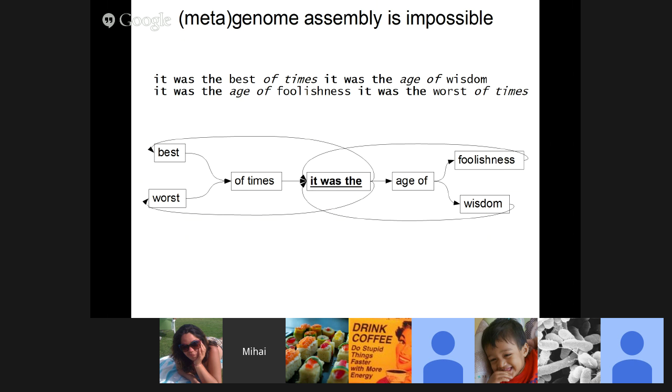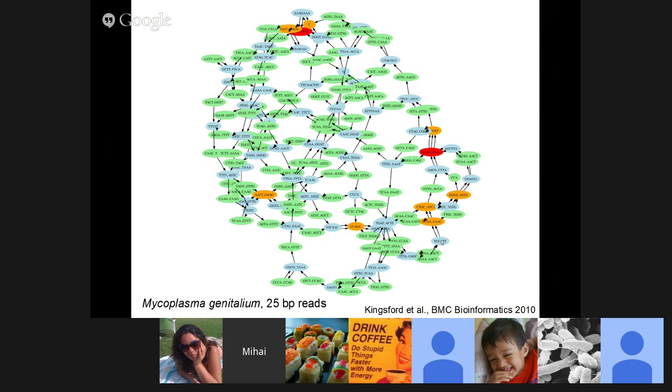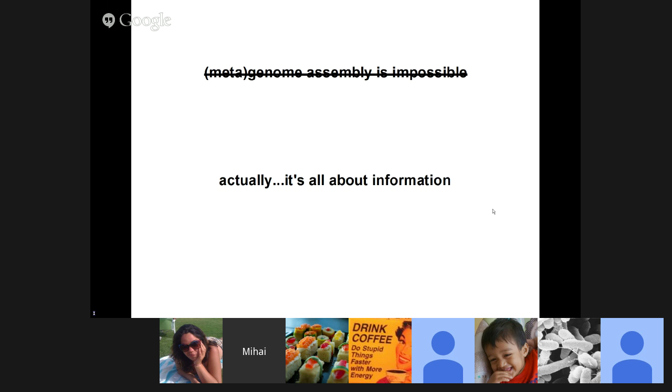So if the assembler makes a mistake, it's very hard for me to figure out that that mistake is there. And just to bring this away from Dickens and to biology, this is a picture of what an assembler sees if it's trying to reconstruct a fairly simple bacterial genome called Mycoplasma genitalium. And it should be pretty clear that just by staring at a picture, even by using fancy computer algorithms, you cannot figure out the sequence of this organism.